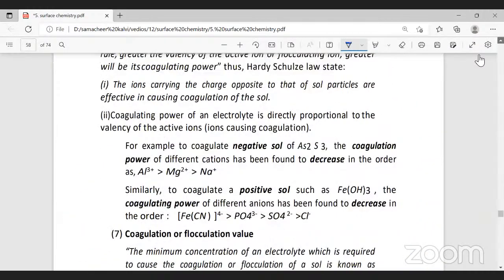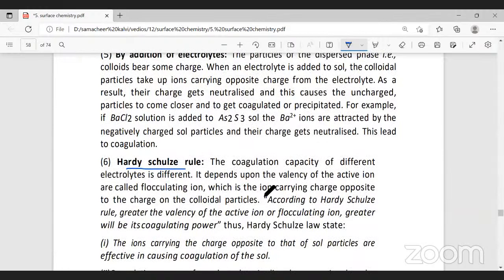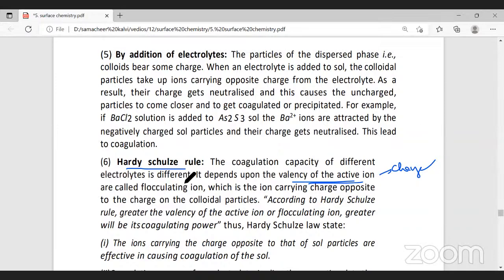Now, what is this Hardy-Schulze rule? The coagulating capacity of different electrolytes is different. It depends upon the valency of the active ion, or we can learn it as the charge on the active ion, and are called as flocculating ion. Coagulating ion is otherwise called as flocculating ion. According to Hardy-Schulze rule, greater the valency of the active ion or the flocculating ion, greater will be its coagulating power, coagulating ability.